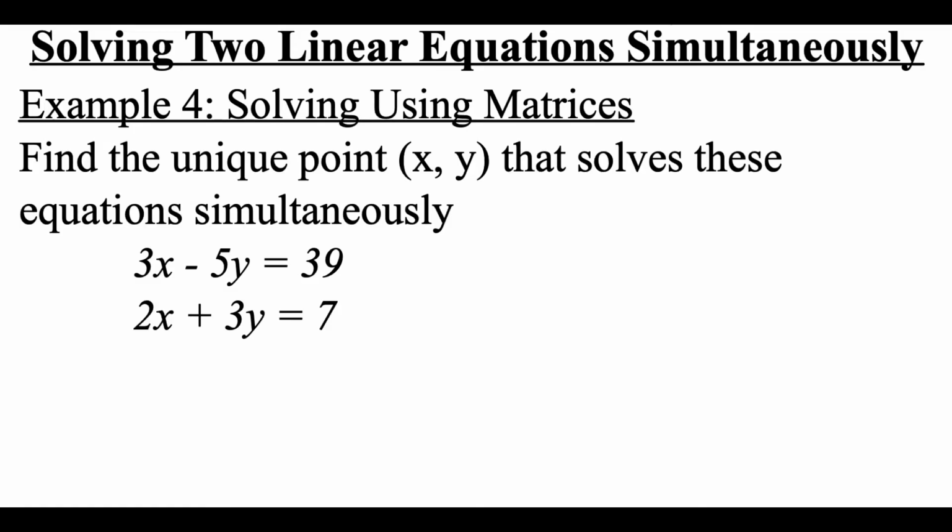In our last example, we're going to solve that exact same system again, but this time we're going to use a matrix to help us out. The first thing that I want to do is take this system of equations and get it written in its matrix form. So my top row is going to be 3, -5, 39. My bottom row is going to be 2, 3, 7. So there's our matrix. Now we're going to fire up our calculator to let it do most of the work for us.